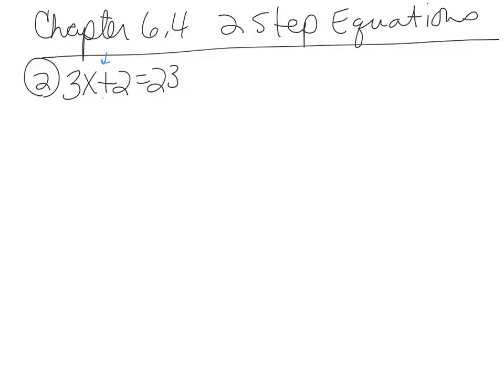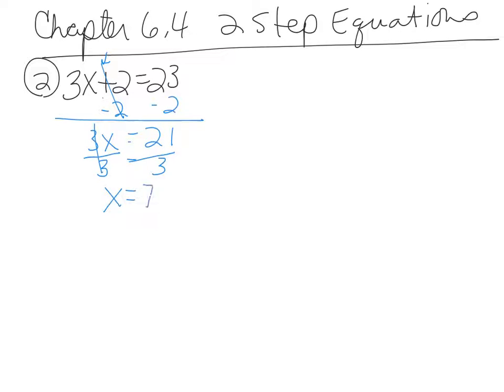How do you get rid of that? You subtract 2 on both sides. And I want to see this. 3x equals 21. And now you're left with another step, so the second step. So the x is being multiplied by 3, so we divide by 3 on both sides. Divide by 3 on both sides, and we get x equals 7.